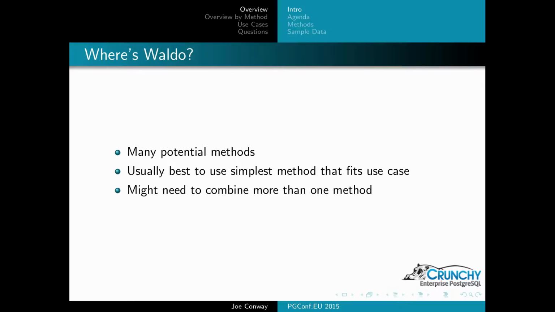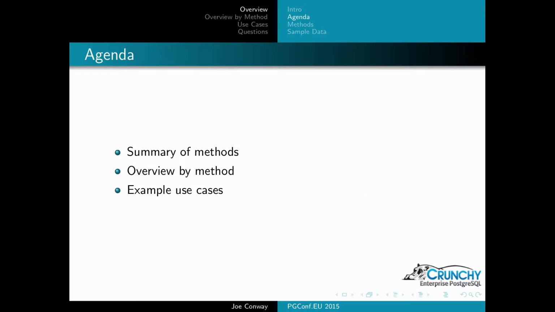There are cases where you actually have to combine more than one method. We'll talk a little bit about some of that later, but usually when it involves some combination of fuzzy matching with other things. So I'm going to cover a summary of the methods and then kind of give you an overview of each of the methods and then go through a handful of example use cases.